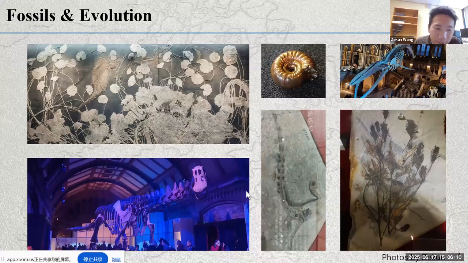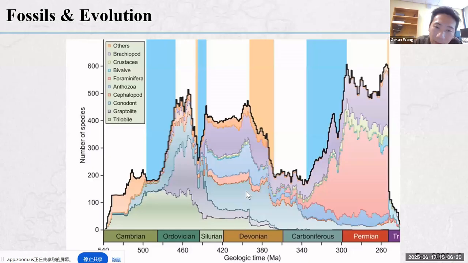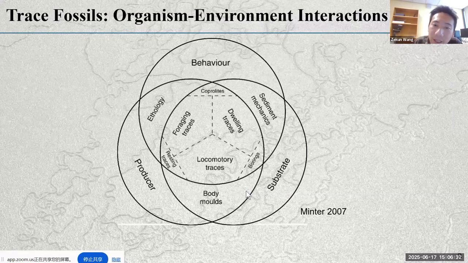So when we go to a museum, we can see all these big dinosaur skeletons, a lithe bird, or lifelike flowers. These are all the body remains of these organisms, so they are body fossils. And these body fossils provide unique insights into the evolutionary stories of animals in deep time, including evolutionary radiations and massive extinctions.